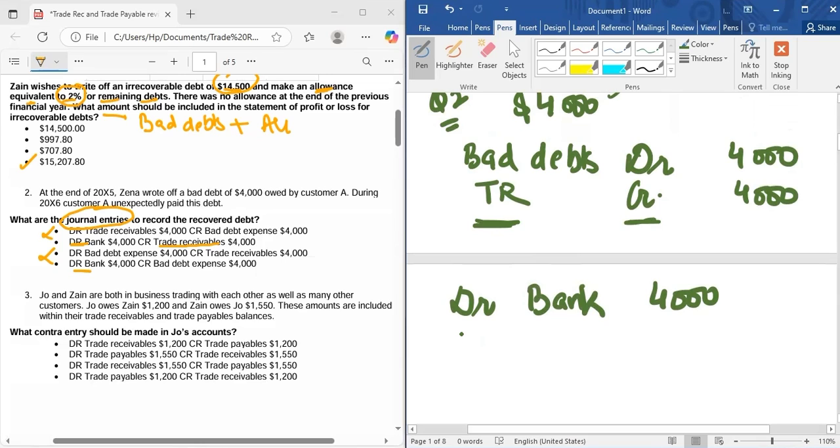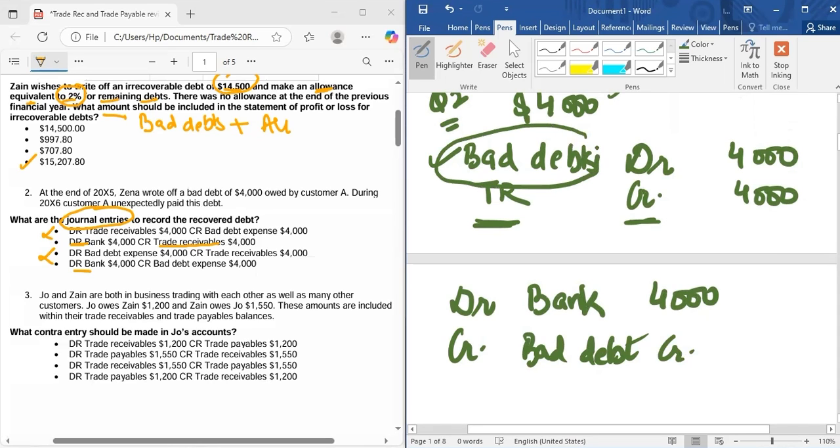Rather, we will credit bad debt expense. We debited here because we thought this is our expense, but we unexpectedly received that amount. So that amount is now our income, and incomes have credit balance. Or you can say that I'm just canceling this. Okay, initially I debited this, but this is not actually my bad debt. I received this amount, so I will credit it. Okay, so here it would come 4,000. So our answer would be option B. This is debit bank 4,000 and credit bad debt expense 4,000. This is your answer.